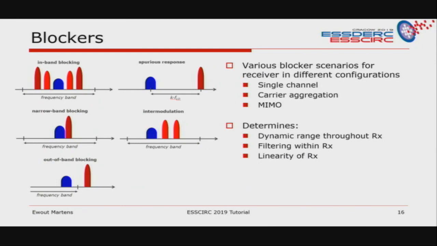And finally, if you want to look at ADC specifications, we also need to look at the blocker specifications. It's not just a signal that you want to receive, but you want to receive it surrounded by several blocking signals. There are several blocking scenarios defined in the standards, depending on whether you are in a single channel, in a carrier aggregation system, or in a MIMO system. And that sets, of course, the dynamic range throughout the whole receiver, or the filtering and linearity that you need within the receiver.